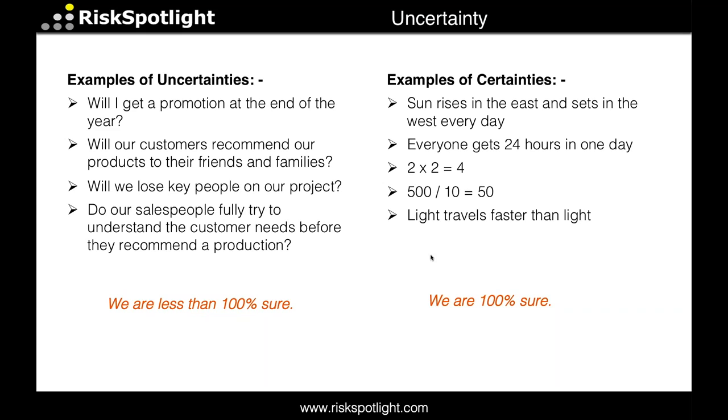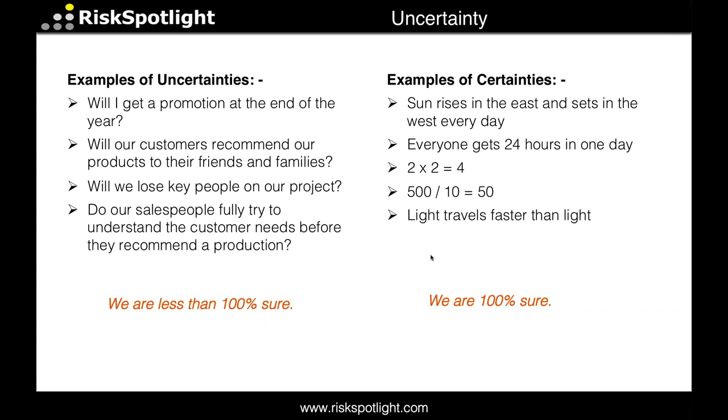While on the other side, you have examples of certainties. The sun rises in the east and sets in the west. Everyone has 24 hours in a day. 2 times 2 will always be 4. 500 divided by 10 will always be 50. Light travels faster than sound is what that should say.